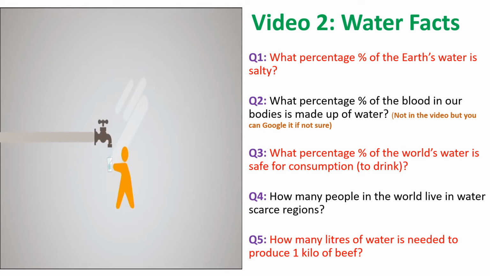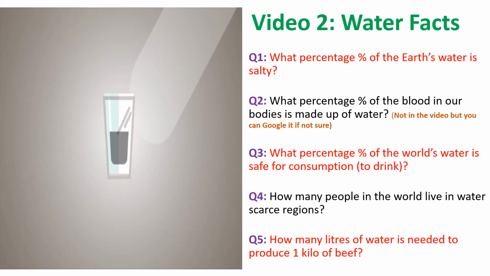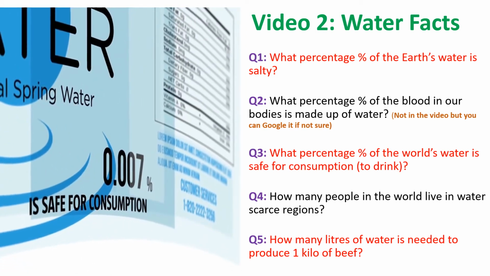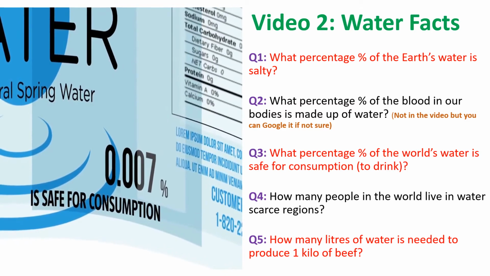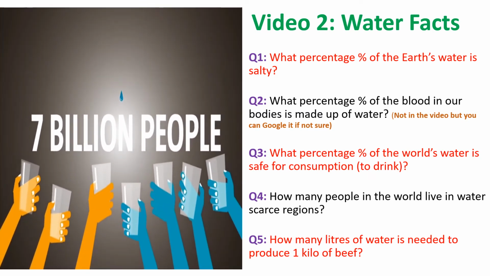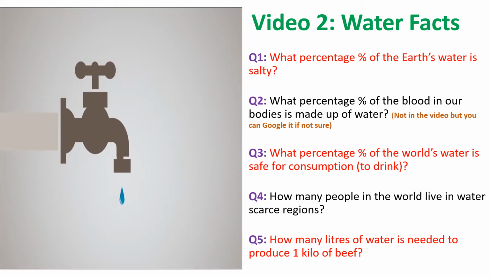But due to pollution, the quality of this water is under threat. According to the World Health Organization, only 0.007% of the world's total water supply is safe for consumption, and this minuscule amount needs to be shared by the more than 7 billion people on the planet. And this water is not distributed evenly throughout the world.